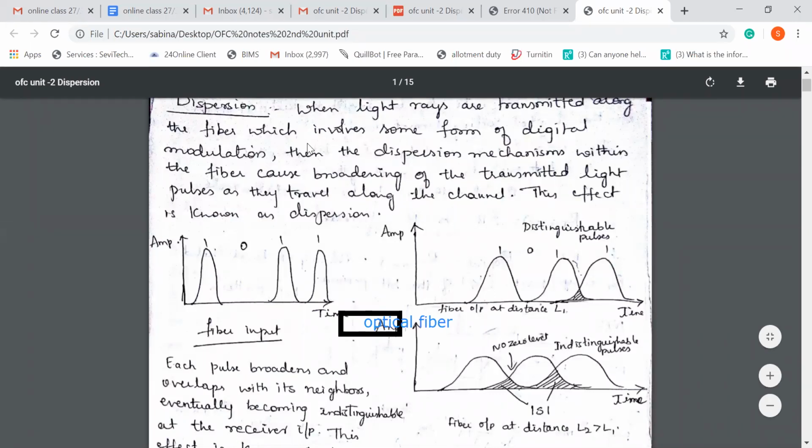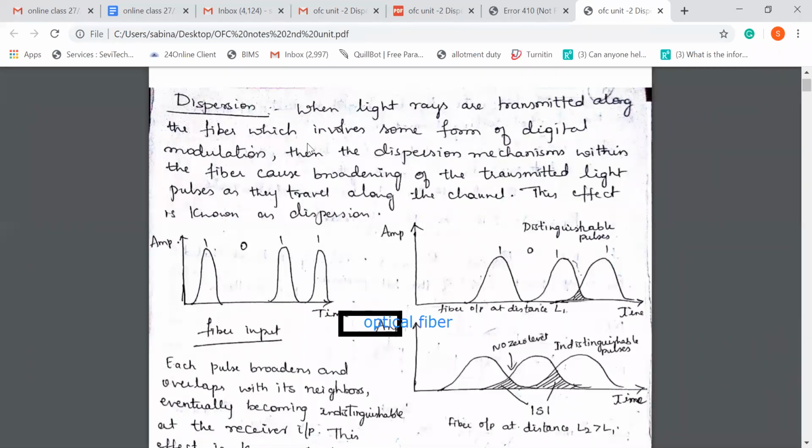What is the definition of dispersion? When light rays are transmitted along the fiber, which involves some form of digital modulation, the dispersion mechanism within the fiber causes broadening of the transmitted light pulse as they travel along the channel. This effect is known as dispersion.